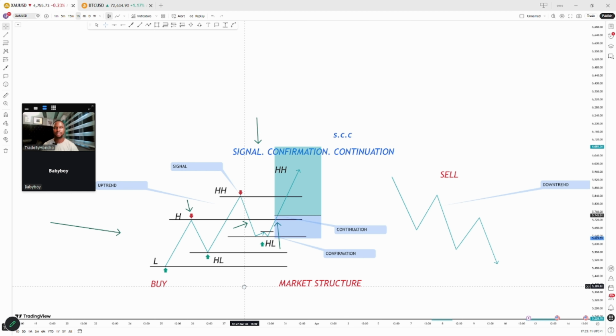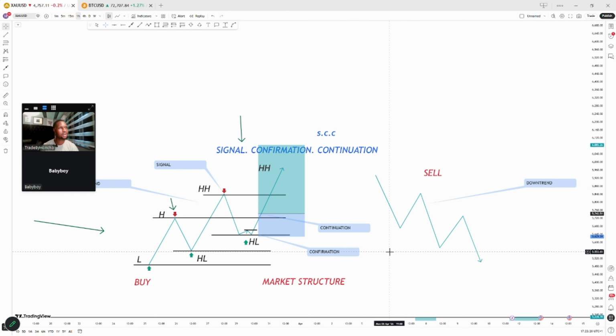Alright, so this is very simple, it is very clear, and it is very clean. Just for you to understand what the buyers and the sellers are doing. And once you find out that the buyers are in control, follow the buyers. If the sellers are in control, follow the sellers. It's as simple as that. And this is the part of the buying.